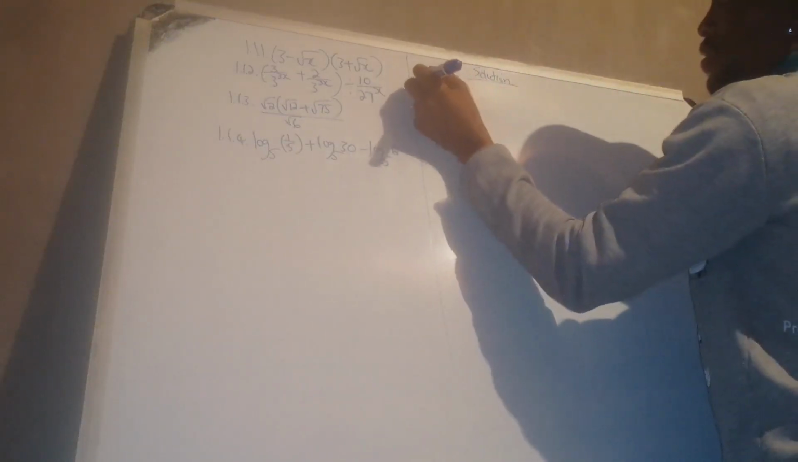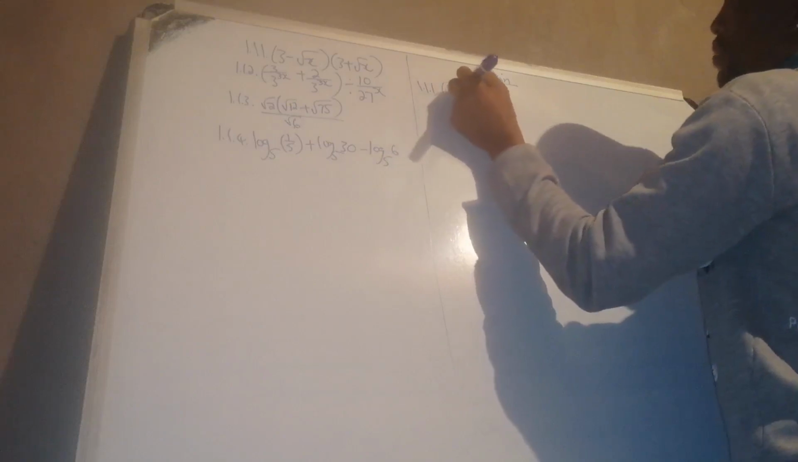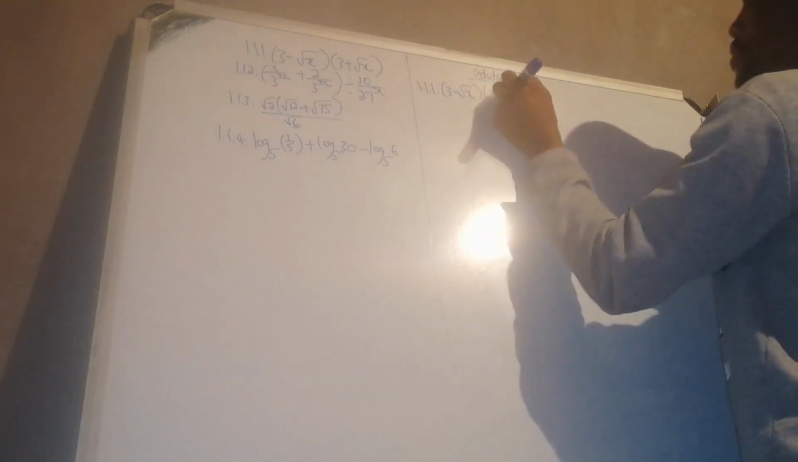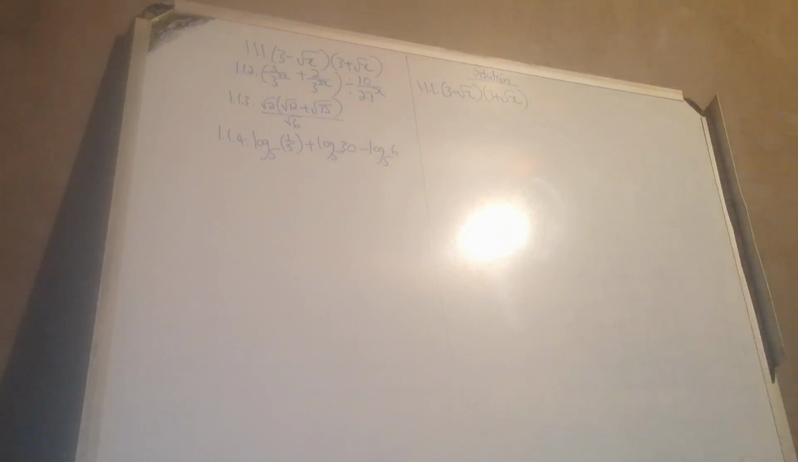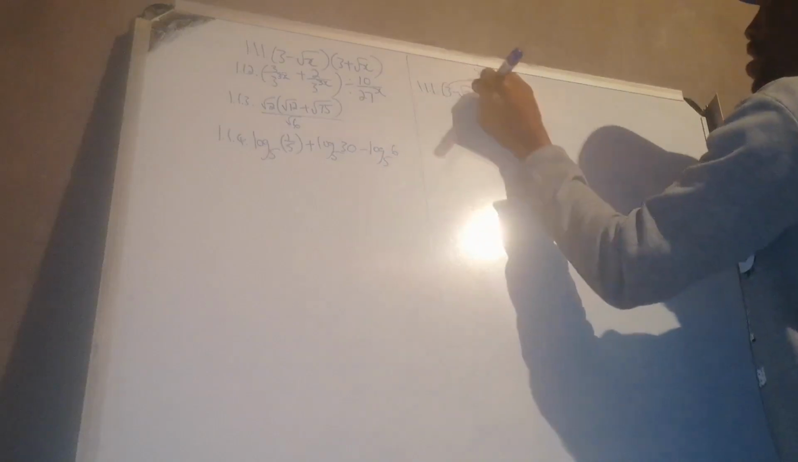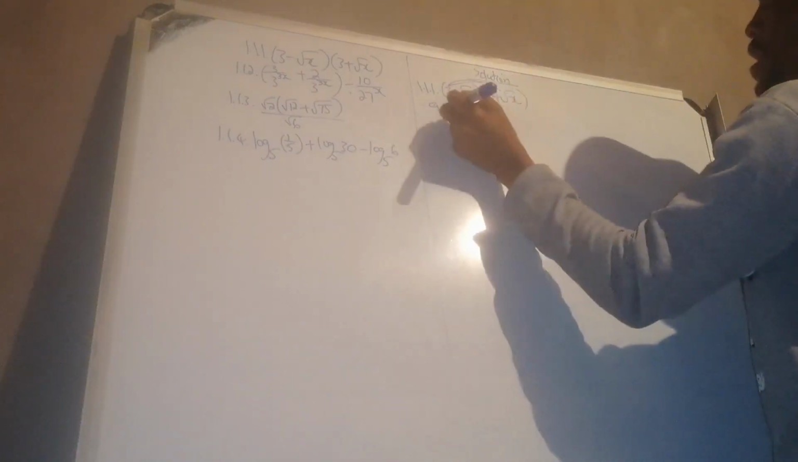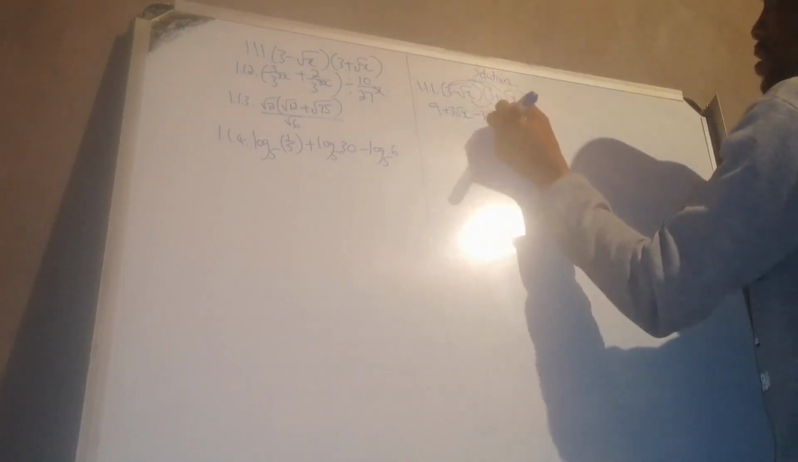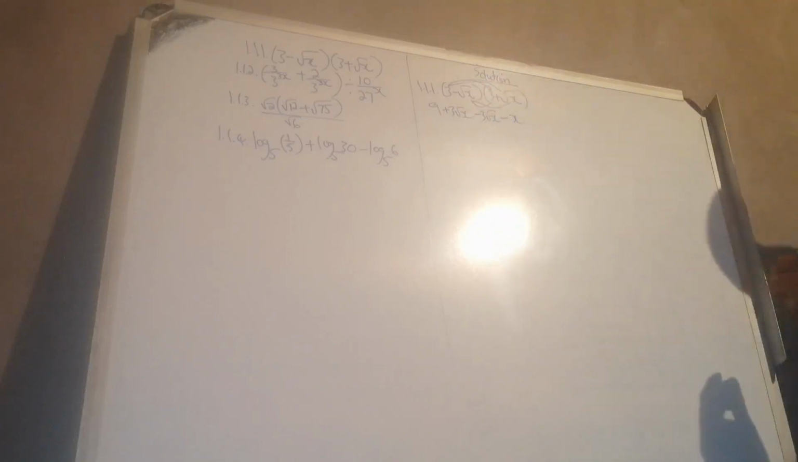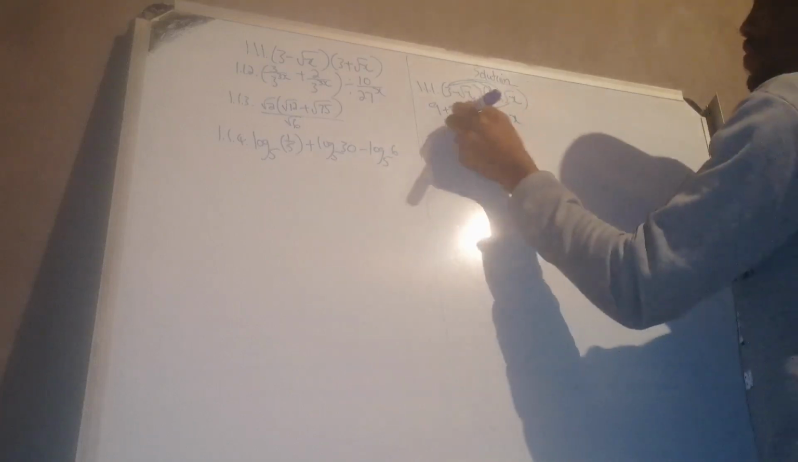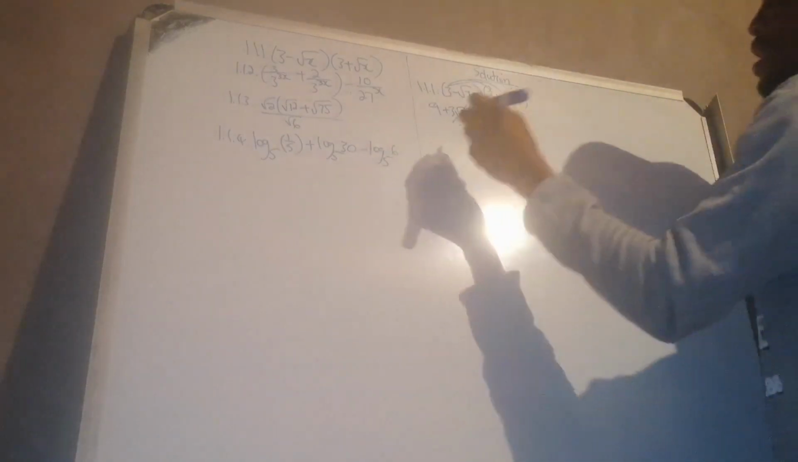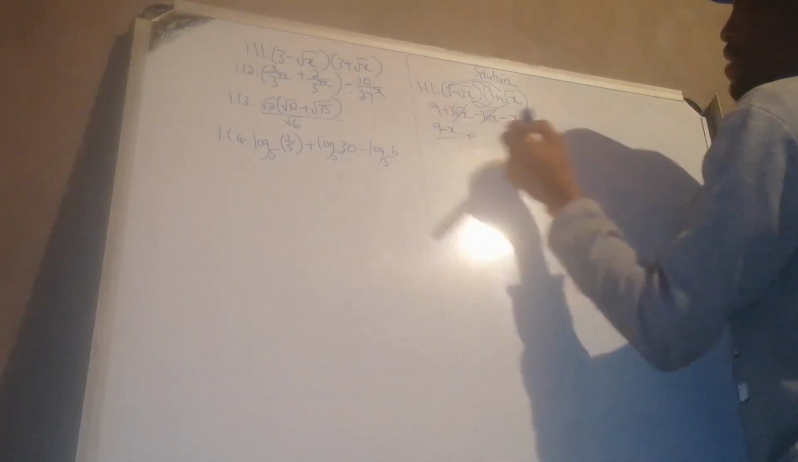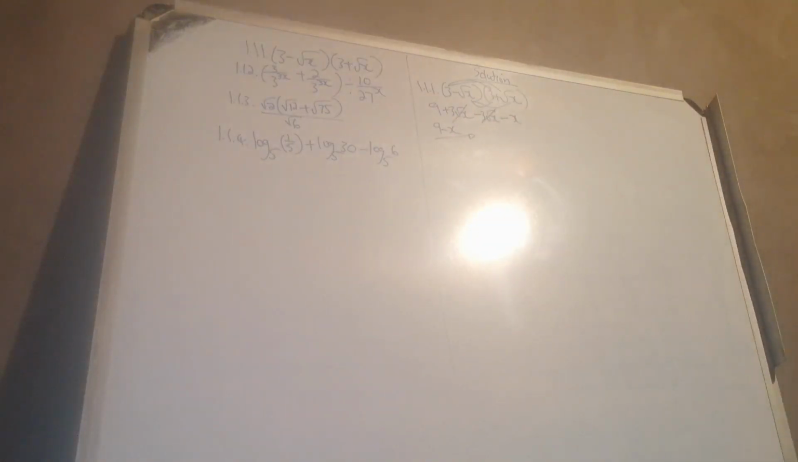We have 3 minus root x, 3 plus root x. We want to simplify that. We will remove the brackets by multiplication, of course. We will get 9 plus 3 root x minus 3 root x minus x, because square root of x multiplied by the square root of x, the answer is x. You are positive and you are negative, you will cancel one another. We are left with 9 minus x. That becomes the solution to that problem.